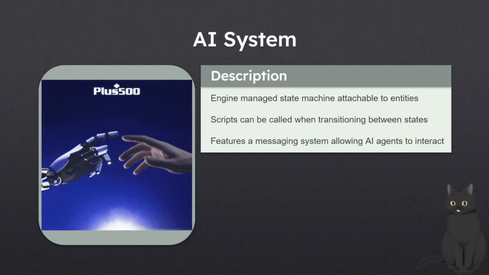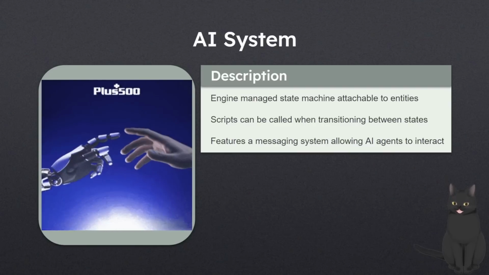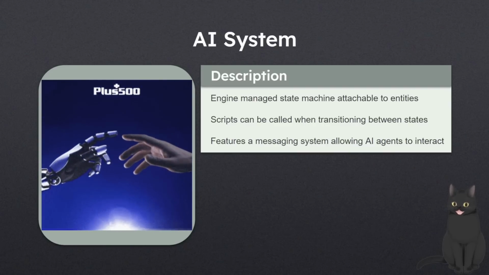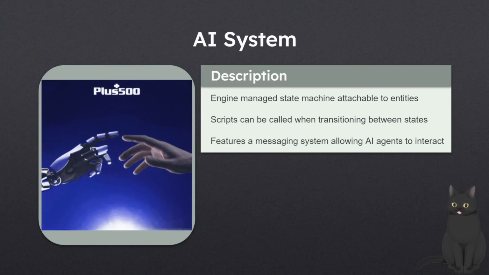This features a messaging system that allows AI agents to interact with each other. You can send a message from entity A to entity B, and then you can handle that however you want with the scripts.